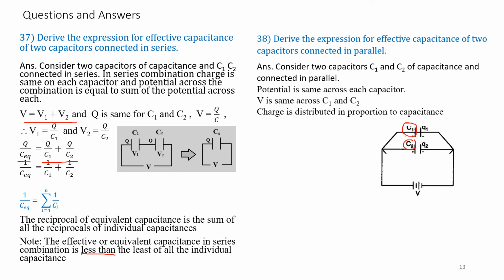So V is the same for both the capacitors. You see here, V is common for both the capacitors. Charge is distributed in proportion. Q1 is proportional to C1, Q2 is proportional to C2. And Q is equal to Q1 plus Q2.